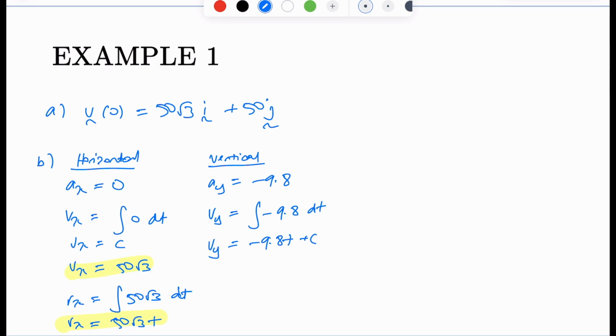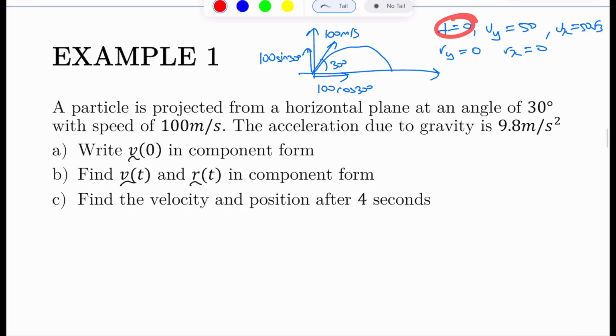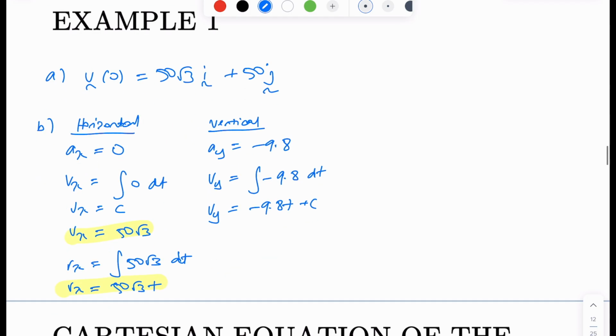Now let's use our initial condition. Initially, when time is equal to 0, my vertical velocity is 50. So if I put that together, my vertical velocity is 50 when t is equal to 0, so this part will just be 0. My c value, that means, will be equal to 50.